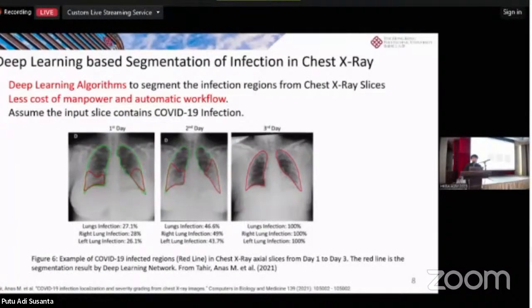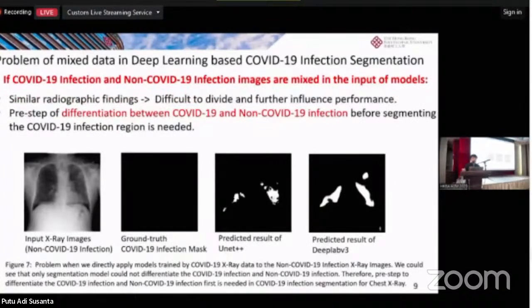Therefore, there is a very big problem of data mixed with COVID-19 and non-COVID-19. If COVID-19 infection and non-COVID-19 infection images with similar radiographic findings are mixed in the input of the deep learning models, the deep learning models will find it very difficult to divide them, which further influences the performance of the assisted diagnostics.